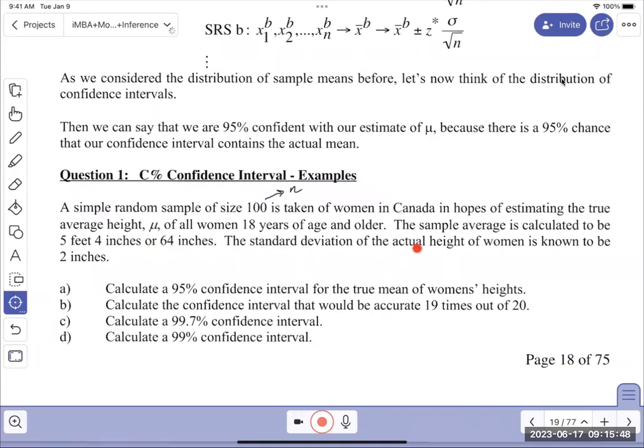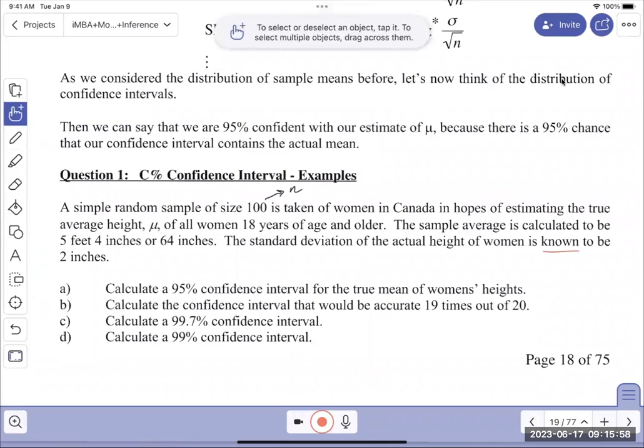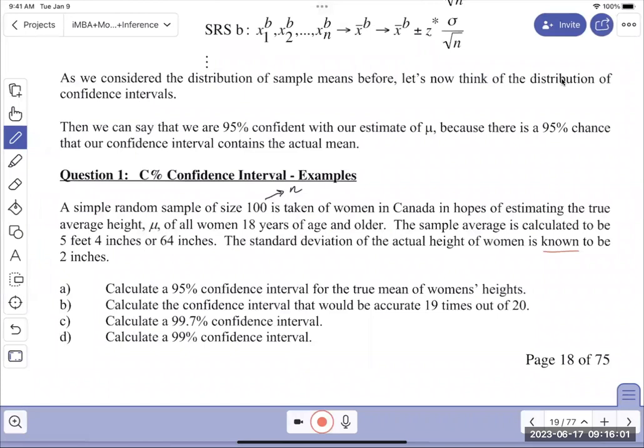The standard deviation of the actual height of women is known, that's a key word, to be 2 inches. So that is sigma. Calculate a 95% confidence interval for the true mean of women's heights. So we are going to use the point estimate plus or minus z star times sigma over root n.